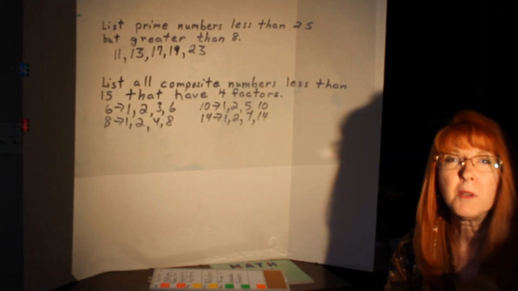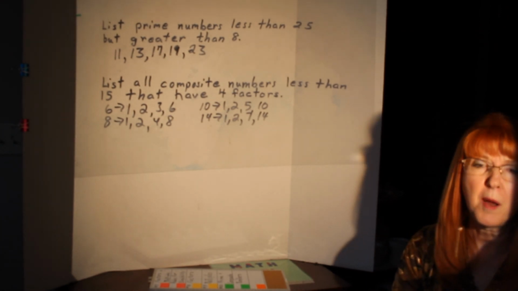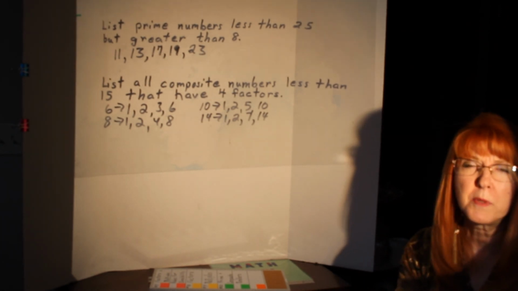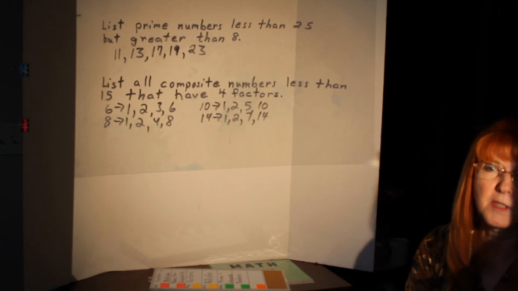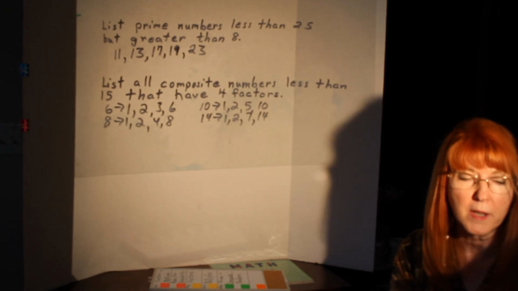So you have prime numbers, composite numbers. Prime numbers have 2 factors, composite has more than 2 factors. If it's a factor once, you don't have to write it a second time.